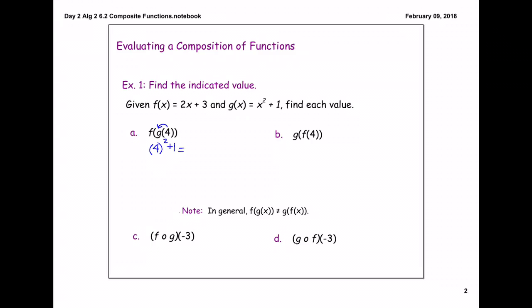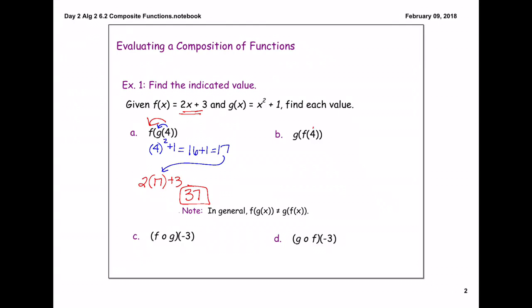Simplify that. So 4 squared is 16 plus 1 is 17. Then we need to plug that into our f function. So we want to replace our x in our f of x function with 17. 2 times 17 is 34, plus 3 is 37.